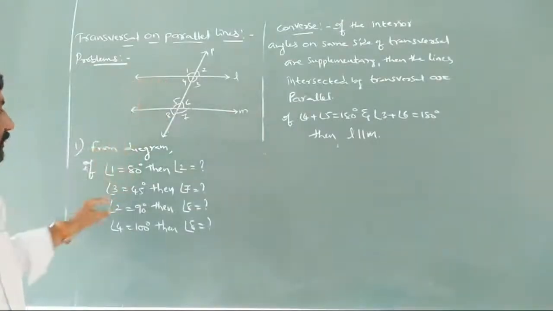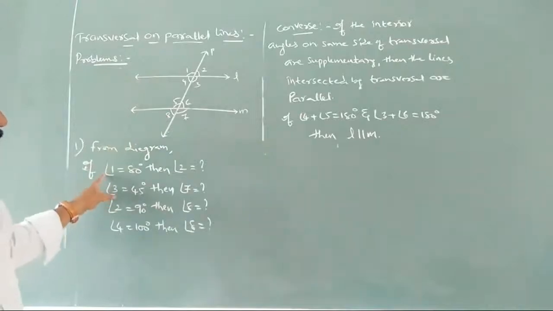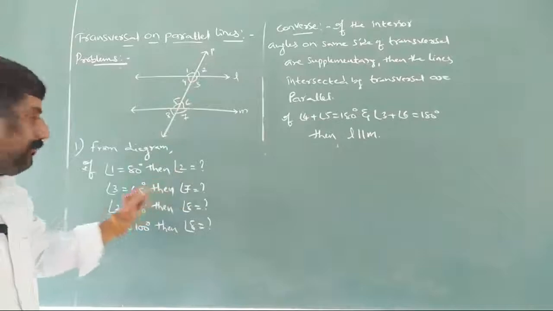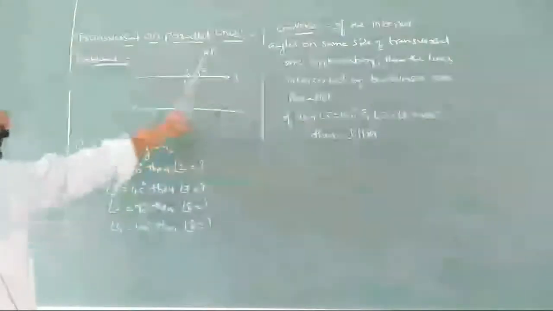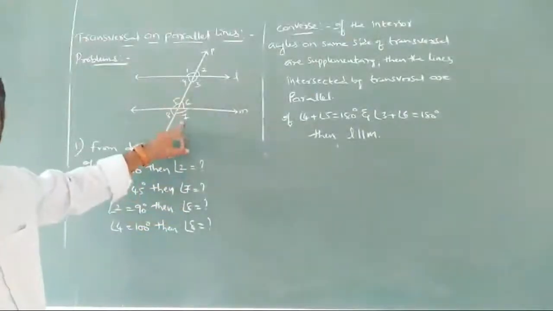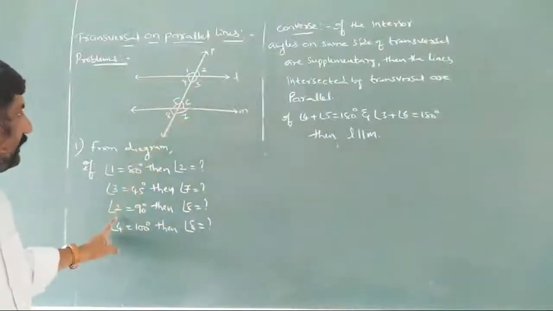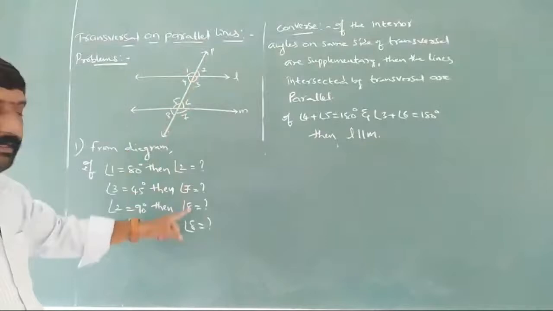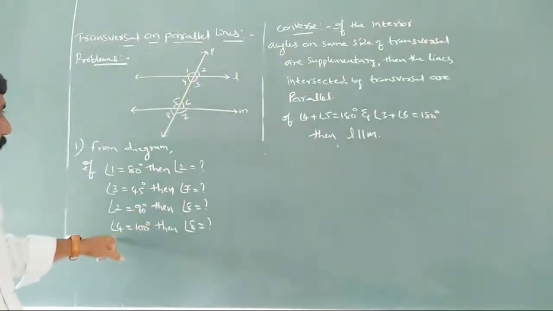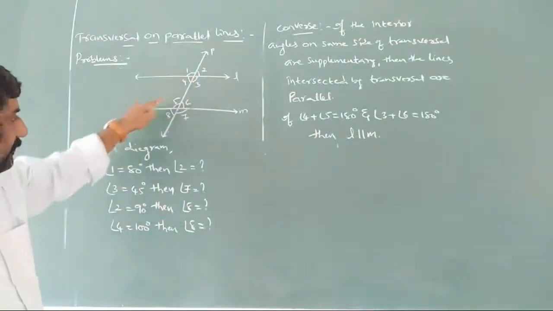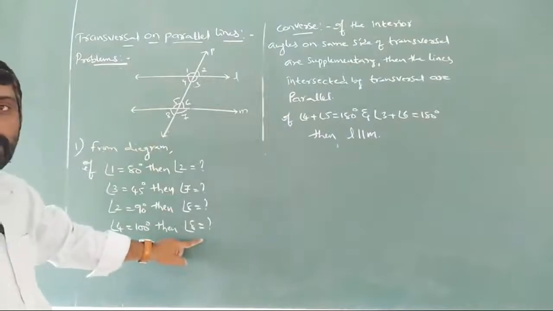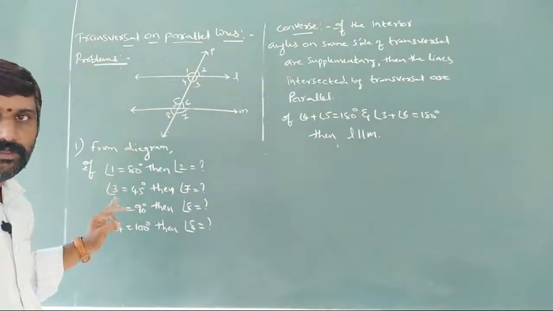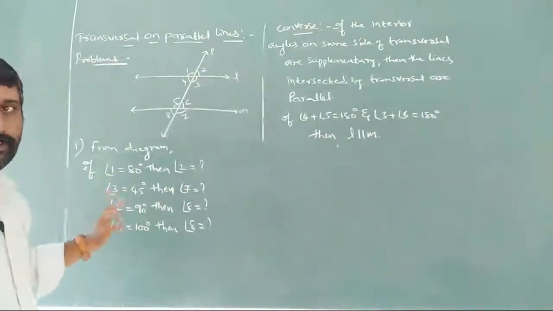According to this diagram, if angle 1 is equal to 80 degrees, then what about angle 2? First question. Second question is, if angle 3 is 45 degrees, then what about angle 7? Third question is, if angle 2 is 90 degrees, then what about angle 8? Fourth question, if angle 4 is 100 degrees, then what about angle 8? Observe that these are all four individual questions. One question is not linked with the other.